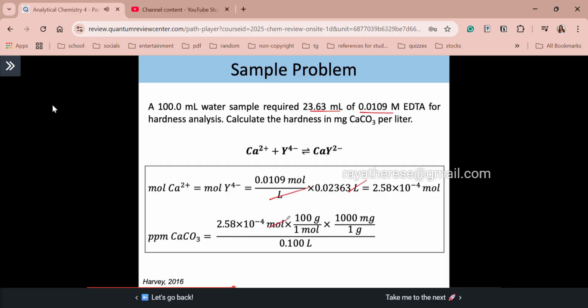So this is your mole EDTA, mole calcium. This is your molar mass of calcium carbonate. Siyempre, 1 mole calcium, 1 mole calcium carbonate. Yeah, shortcut ko na. Then convert gram to milligram divided by the volume of water used. So very easy class. If you want, you can pause the video, solve on your own. Kasi class, you will build confidence.